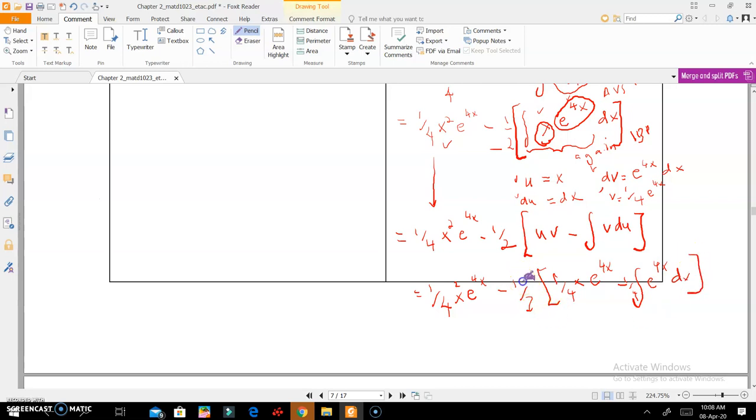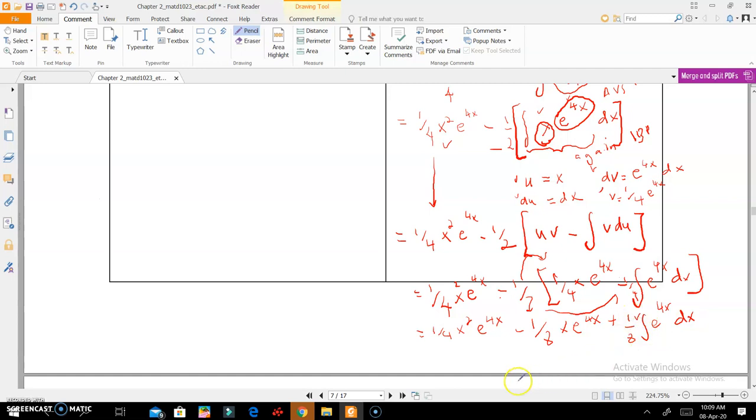So in order for you to open the bracket, you need to multiply both of the elements with 1 over 2. So you are going to get here 1 over 4 x squared e for x minus 1 over 8 x e for x. So minus and minus, we are going to get here plus 1 over 8 integrate e for x. Okay, the last part, you need to simplify this.